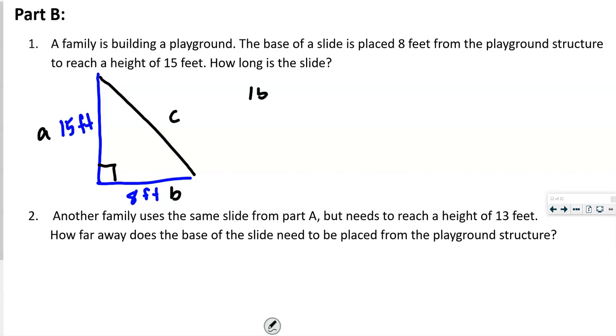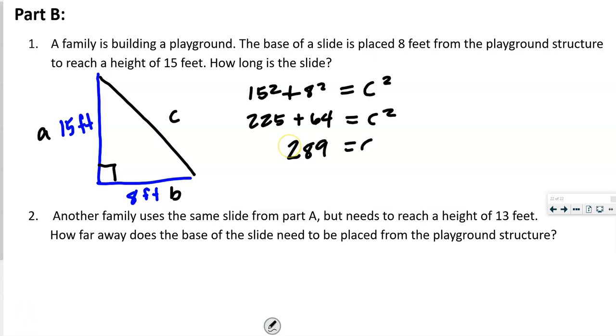So we're going to do 15 squared plus 8 squared, and that should be equal to our slide squared, right? So that's 225 plus 64 equals c squared. So that's 89 equals c squared. So we're going to take square root of both sides. So c is equal to 17 feet.